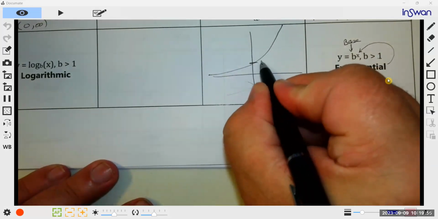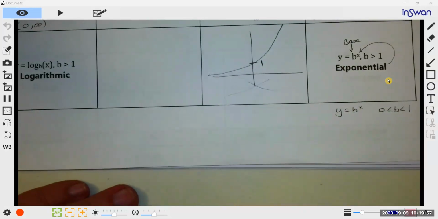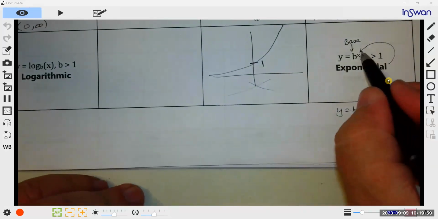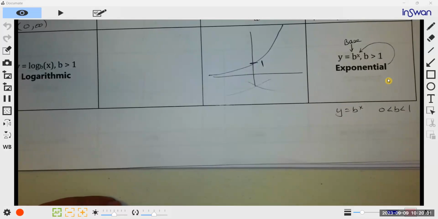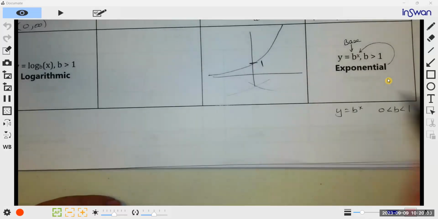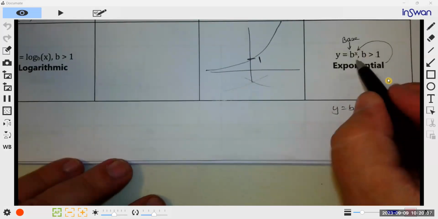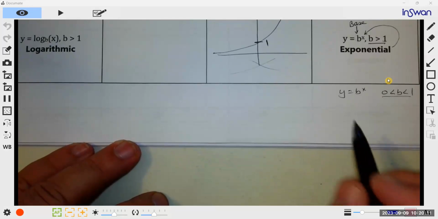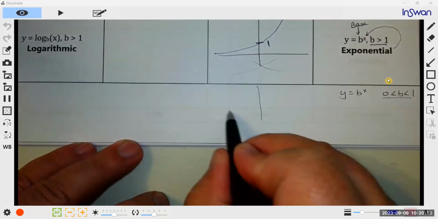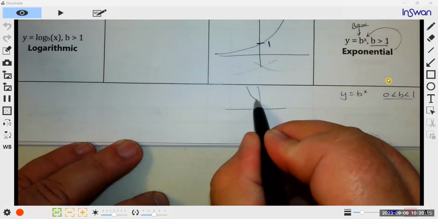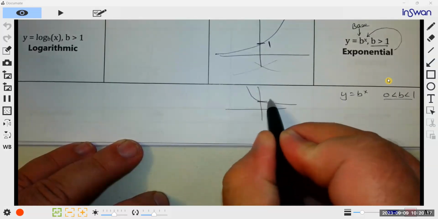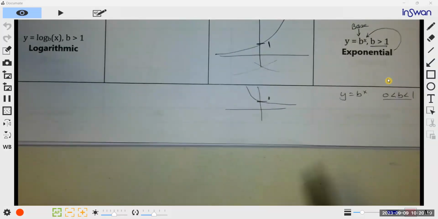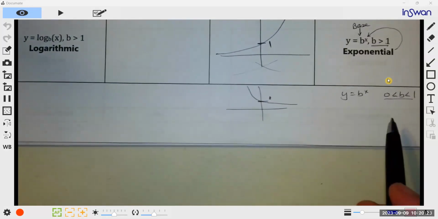And it always crosses at 1, because anything to the 0 power is 1. So this is with b being greater than 1. If b is between 1 and 0, then it goes down. And it crosses at 1, though. But again, we're going to talk about this in chapter 5, so don't worry too much about it.